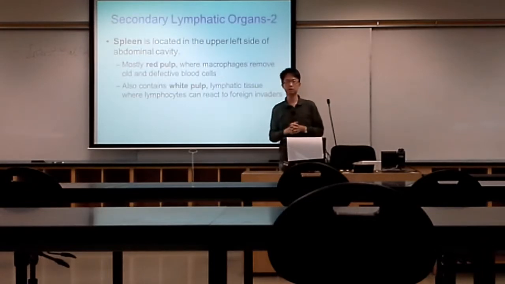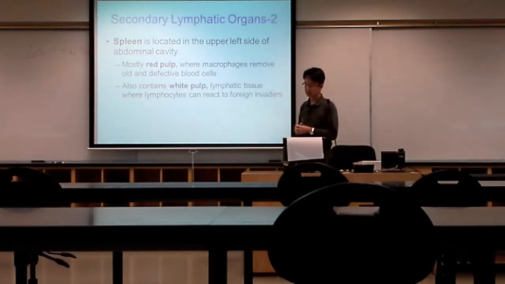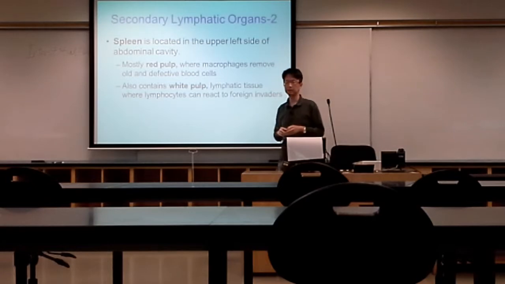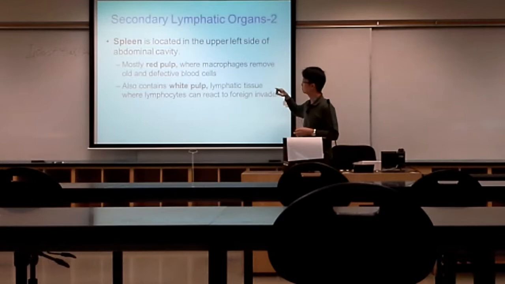Spleen, as I told you, is the largest lymphoid organ, and it is located in the upper left side of your abdominal cavity, next to your stomach. It has two parts: red pulp and white pulp. In the spleen, the red pulp is where the macrophages are, the type of white blood cell that can engulf foreign cells to eat them.